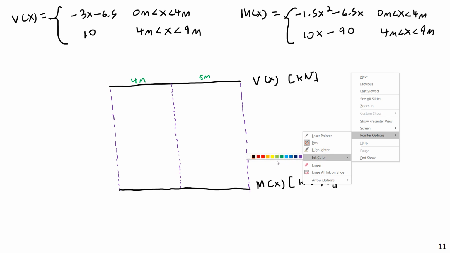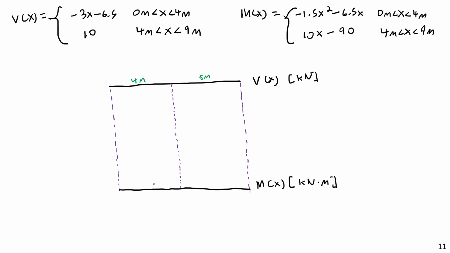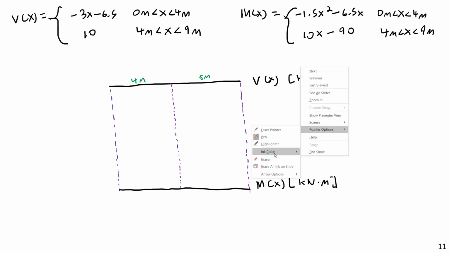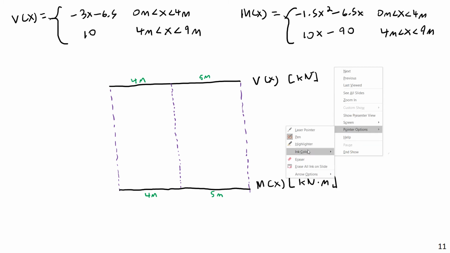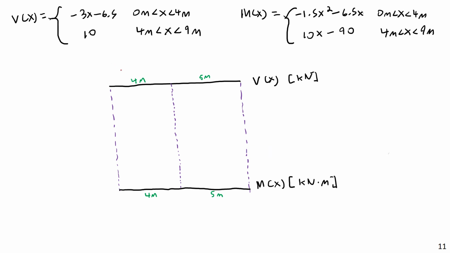So here, I should probably put the same dimensions, the 4 meters and 5 meters here. So the first thing I'd like to get is maybe the coordinates at the bounds, or at the start and end. So this is going to start at negative 6.5. If I put in 0 for shear, I'm going to get negative 6.5.